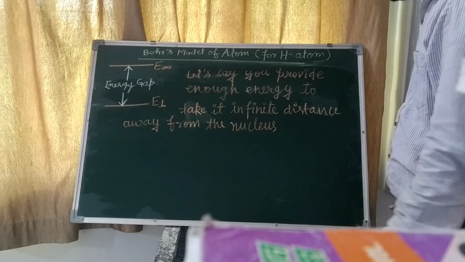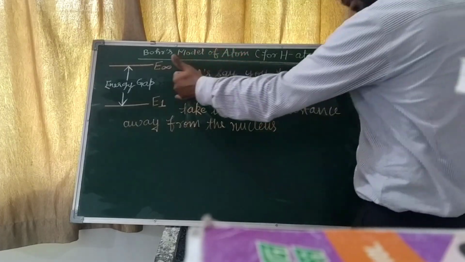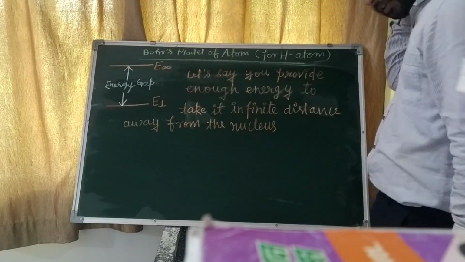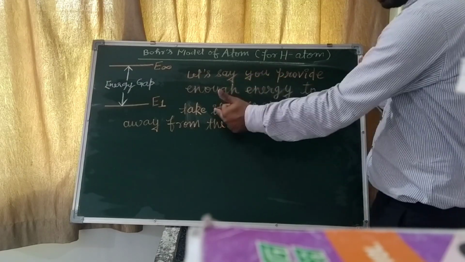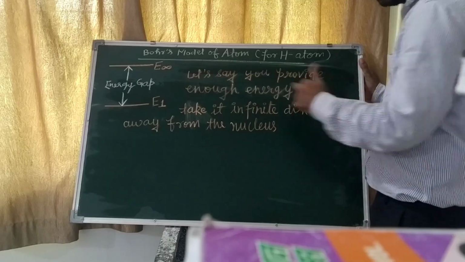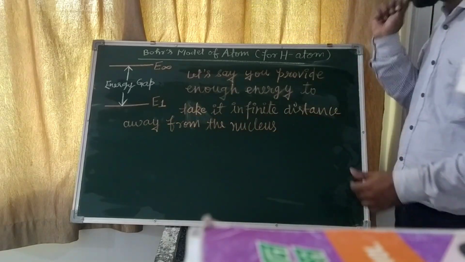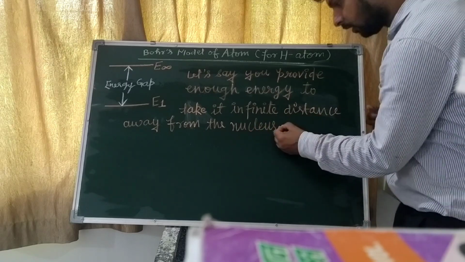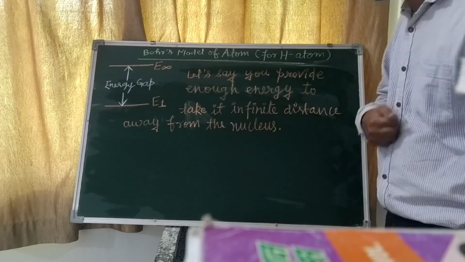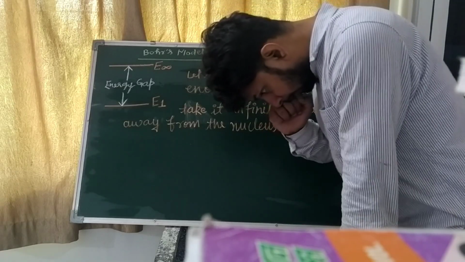अब हम ऐसा कर रहे हैं कि अब हमने इसको इतनी एनर्जी दे दी कि ये फर्स्ट सेल से इनफाइनाइट तक चला गया. लेट्स से यू प्रोवाइड एनफ एनर्जी टू टेक इट इनफाइनाइट डिस्टेंस अवे फ्रॉम द न्यूक्लियस. न्यूक्लियस से एकदम इनफाइनाइट पे इलेक्ट्रॉन को ले गए. यू वांट टू टॉक विद दैट इलेक्ट्रॉन, तो आप इनफाइनाइट पे उसको लेके चले गए, इतनी एनर्जी दे दी.